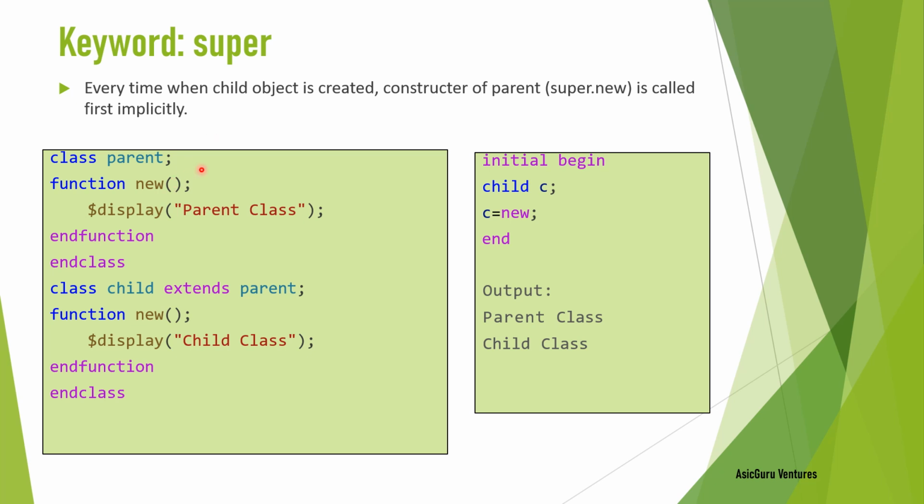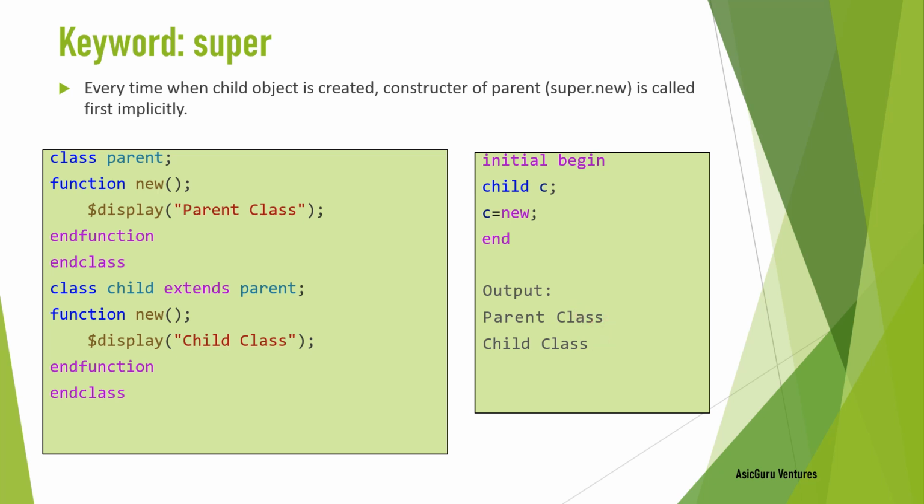Take this simple example. We have a parent class with a constructor that displays parent class. Then we have a child class that is extending from parent, and its constructor also prints child class. Now the child class constructor is not calling super.new. But when we are creating an object of the child class, then you can see in the output, first the parent class is getting printed and then the child class.